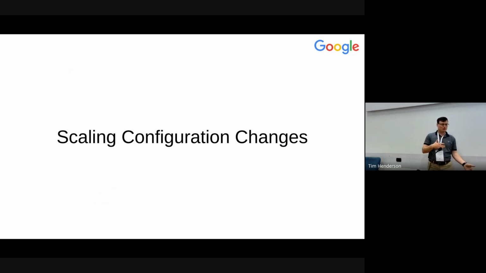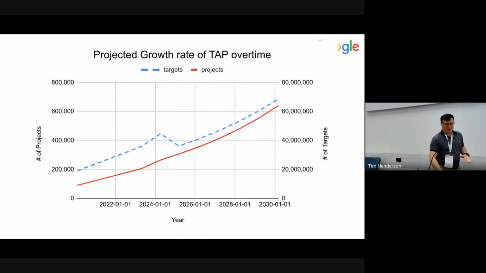So that's our first problem. Our second problem is configuration. So this is the number of CI projects we have that run on the primary CI system, which is called TAP, which most of us here work on from Google. And if they're not working on it now, they worked on it in the past. The red line is the number of CI projects. The blue dotted line is the number of individual Bazel targets that are test suites. So lots and lots of targets, lots and lots of projects.